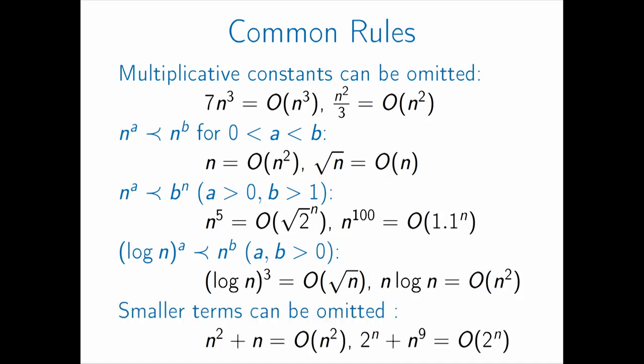Finally, if you have a sum of terms, smaller terms in the sum can be omitted. So n squared plus n has a smaller rate of growth in the second term, so this is O of n squared. 2 to the n plus n to the ninth has a smaller rate of growth in the second term, so this is O of 2 to the n. So these are some common rules for manipulating these expressions. Basically, these are the only ones you'll need most of the time to write anything in terms of big O.